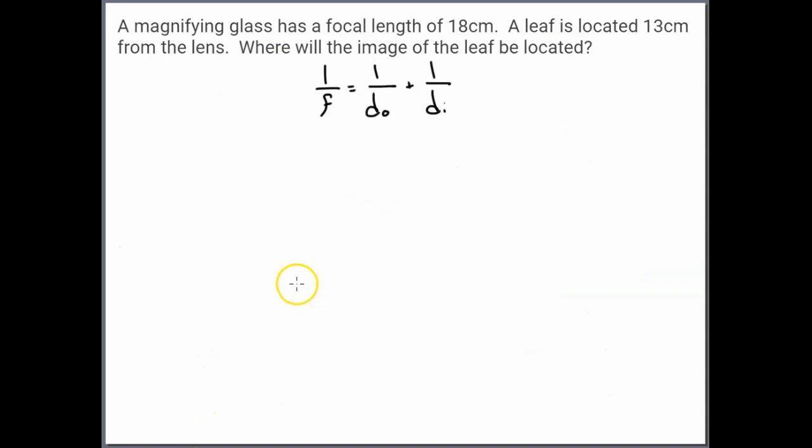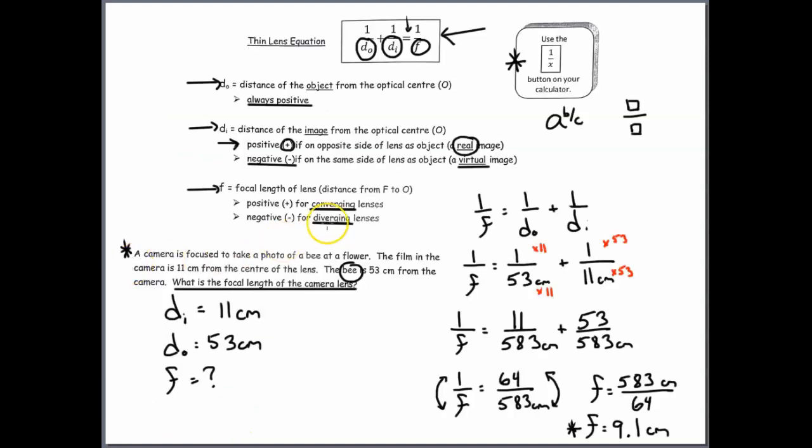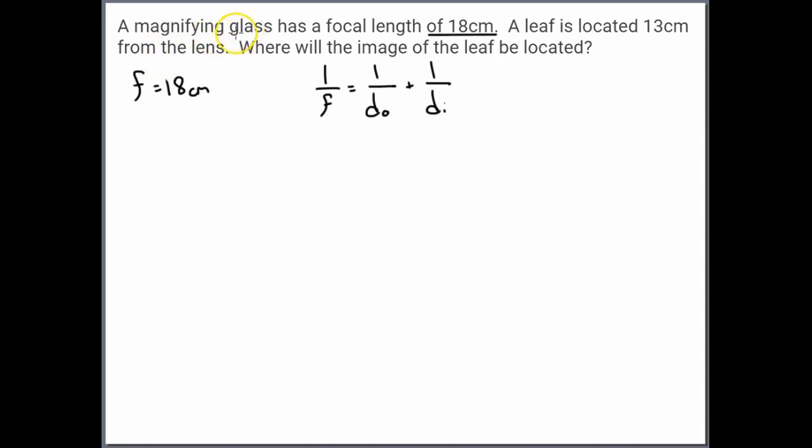In this question, we have a magnifying glass with a focal length of 18 centimeters. So we know that f is 18 centimeters. We're going to be solving for something different this time. And we have to remember, is that positive or negative? Remember, positive is for converging lenses. So this is where you have to know that a magnifying glass is a converging lens. Specifically, it's a converging lens where the object is placed inside of f. So this is going to be positive because it's converging.